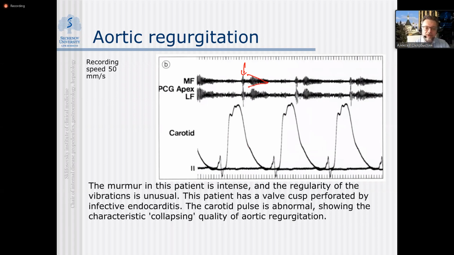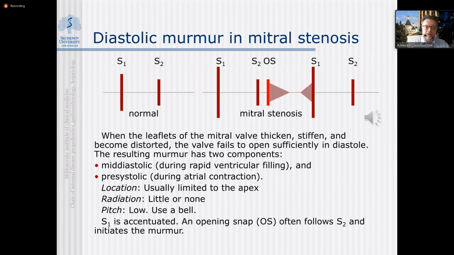By the way, please pay attention to the collapsing pulse, a very sharp, very rapid increase and rapid decrease of the aortic pulse on the carotid artery. That is the collapsing pulse wave. Again, it's due to rapid pressure increase and rapid decrease of the pressure in a patient with a destroyed aortic valve.